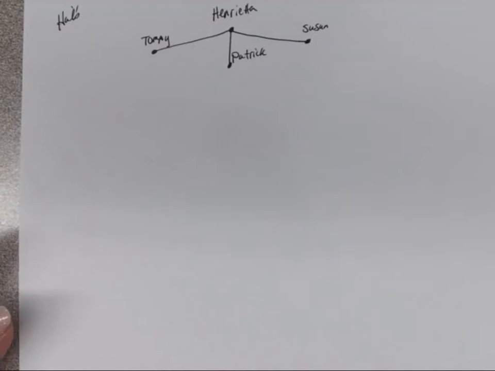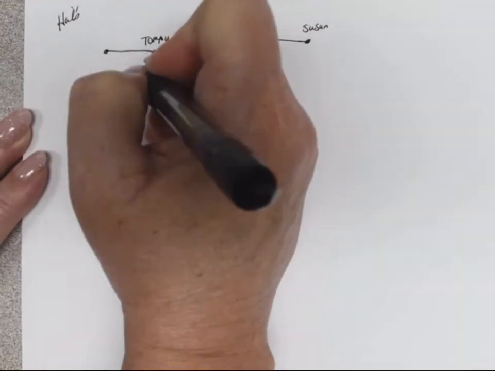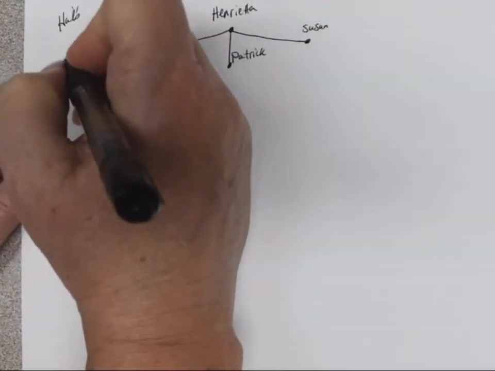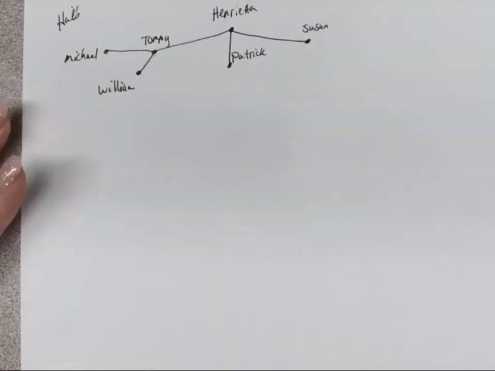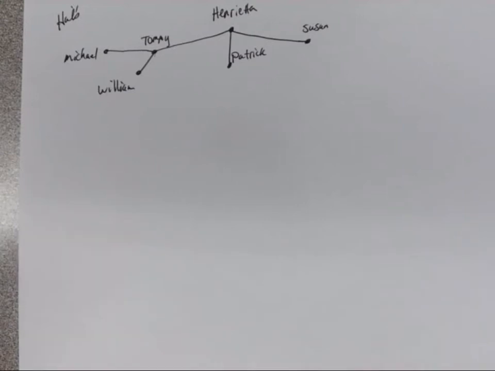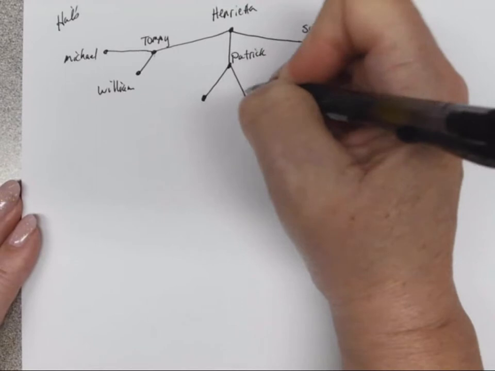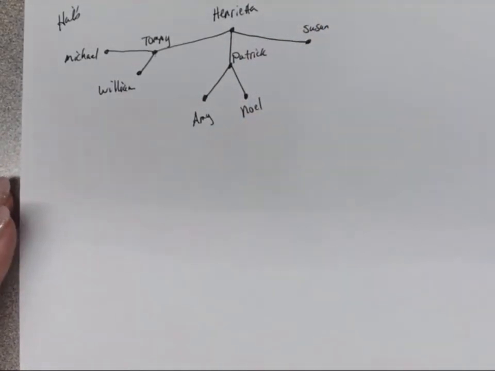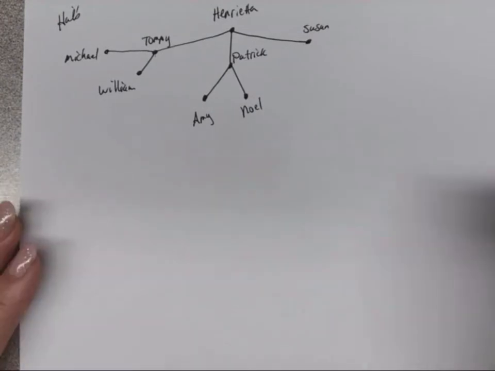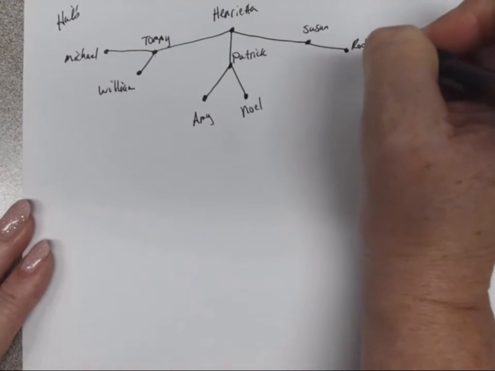All right, so Tommy supervises 2 service specialists, Michael and William. That's the end of ours, so I can write Michael and William at the end. Patrick also supervises 2 service specialists, Amy and Noel. And then Susan supervises 1 service specialist, that is Rodney. So she'll only get 1 that comes off of her.